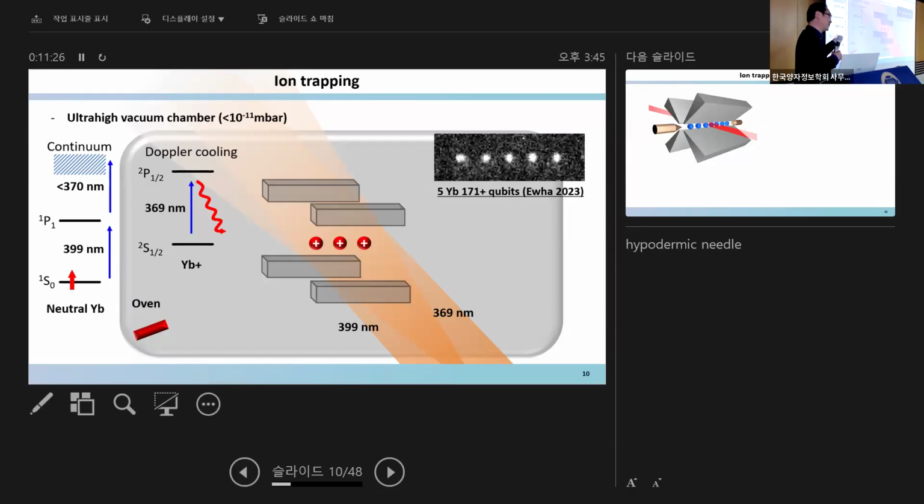But actually, this ytterbium is the best in terms of number of lasers. Others require 5, 6, 7, but we only need 3 for the qubit and 1 for qubit control. So it's not too bad. It's quite efficient in terms of buying lasers.